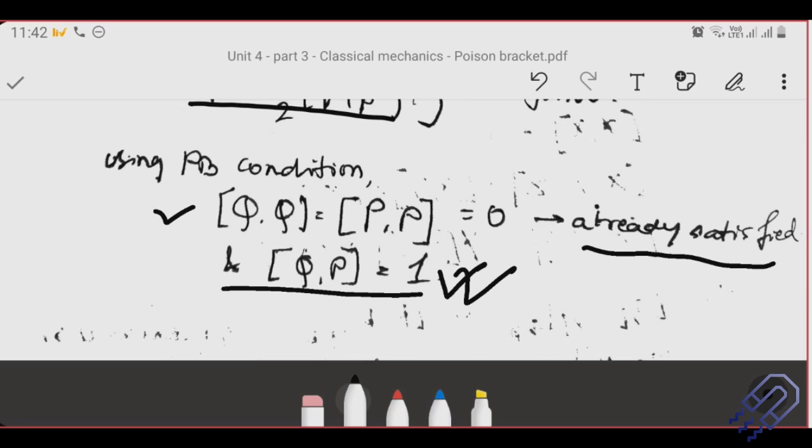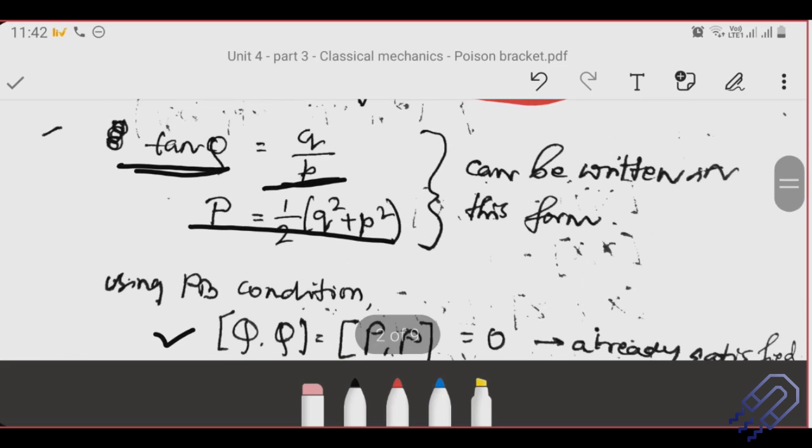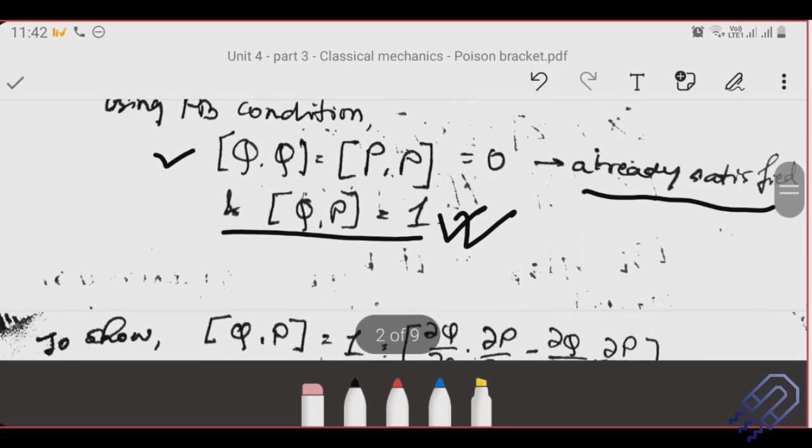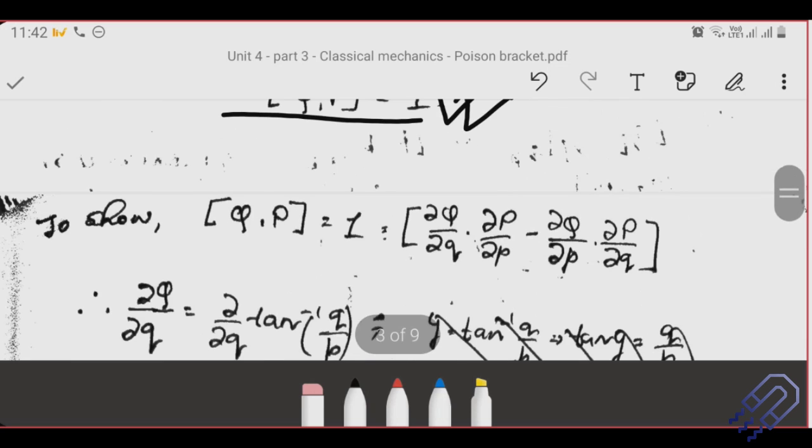You see, I already have an equation in terms of capital P and capital Q. Capital Q is tan inverse of q by p. We'll use that. So let's write down the first part here. This is our aim: we have to show that [Q, P] is equal to 1. Please note this is within square brackets. If there is a curly bracket, or a round bracket, or just a modulus sign, that does not represent the Poisson bracket. So the representation is important.